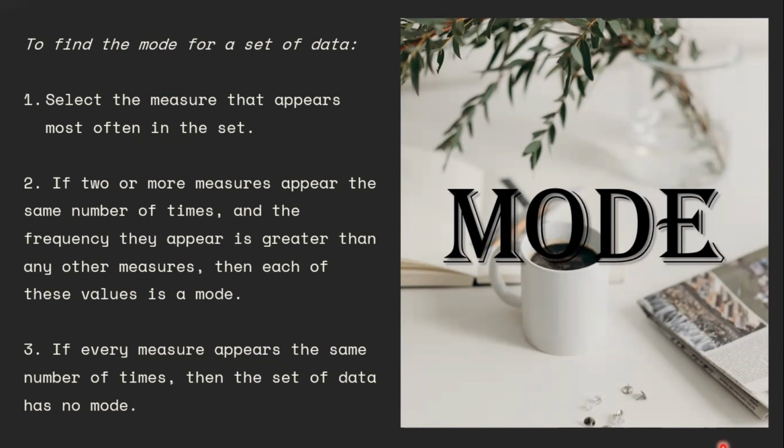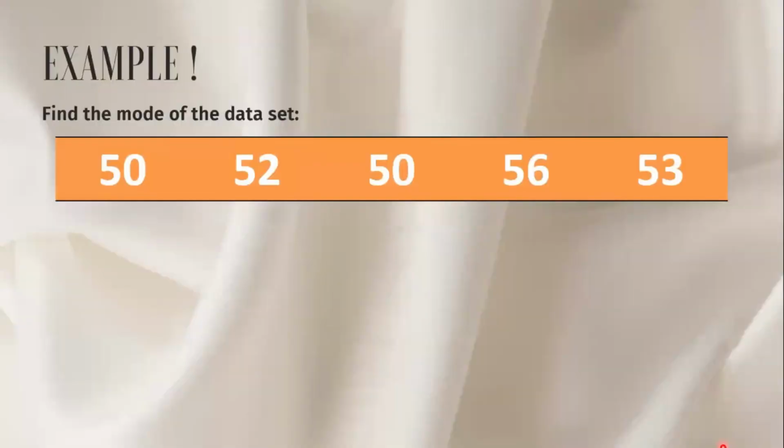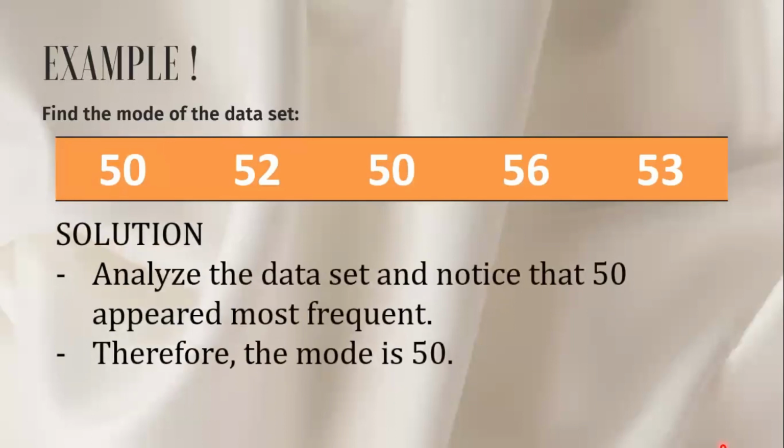On the other hand, if every value appears the same number of times, then there is no mode in the data set. For example, the values in the data set are 50, 52, 50, 56, and 53. As can be seen, 50 appears twice compared to other values that only appeared once. Automatically, the mode in this data set is 50.